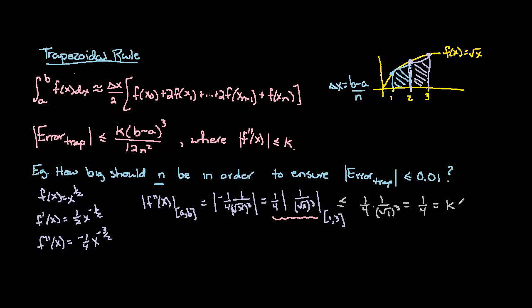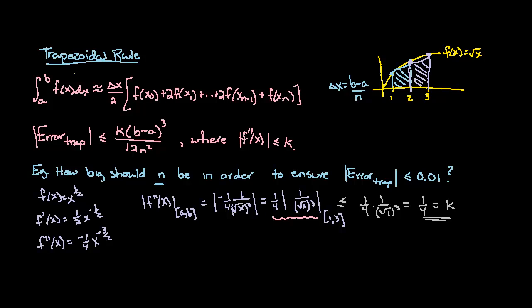Now we could choose k to be anything. It could be 100 or 1,000,000 or really anything that's bigger than 1/4. But we're going to get a better bound on our error here if we choose k to be as small as possible. So we're going to snuggle that k value right down as close as we can to this absolute value of the second derivative on the interval a to b. So that's going to be our choice for k.